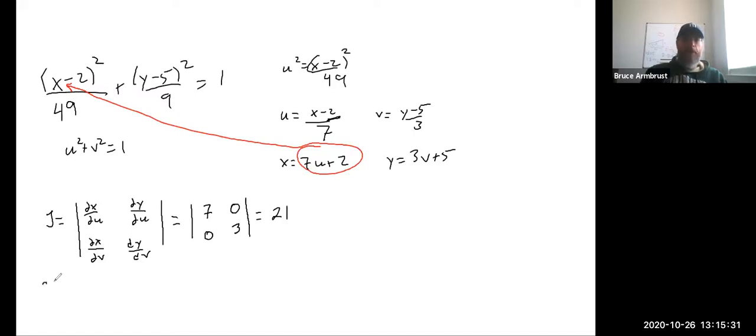So if we go back to the original, the area of this thing, so R is that elliptical region, and then the dA is either dx dy or dy dx, whichever. But we've just translated that now so that we're integrating over the circle, and it's going to be 21 times du dv or dv du, whichever way you want to do it. I'm just going to write it as du dv.